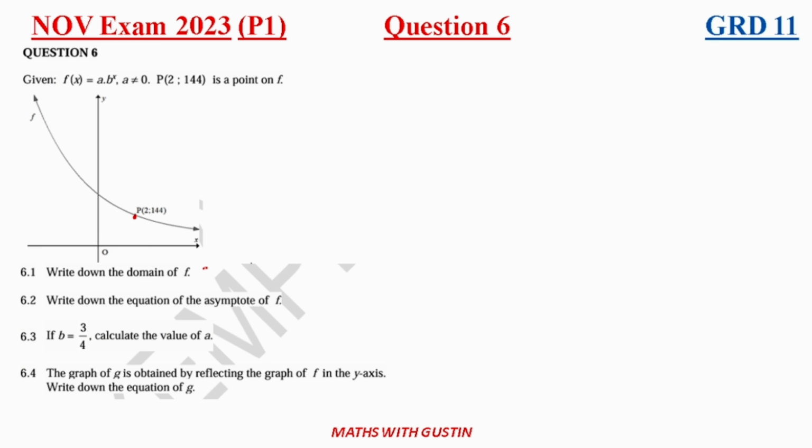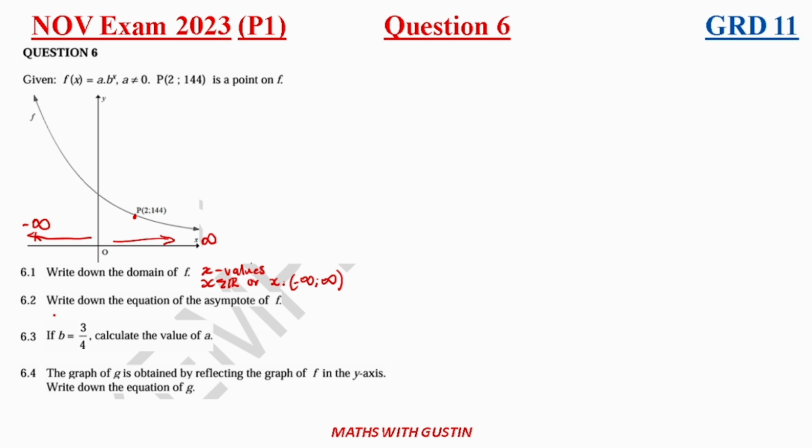Domain of f refers to the x values. So what are the x values? If you have a look at this function, it goes all the way along the x-axis as far as it can go, so it's going to negative infinity. Even on this side it goes all the way, but it will never touch the x-axis, so this is positive infinity. So our answer is that x is an element of all real numbers, or you can write it like this: x values go from negative infinity all the way to positive infinity. As simple as that.